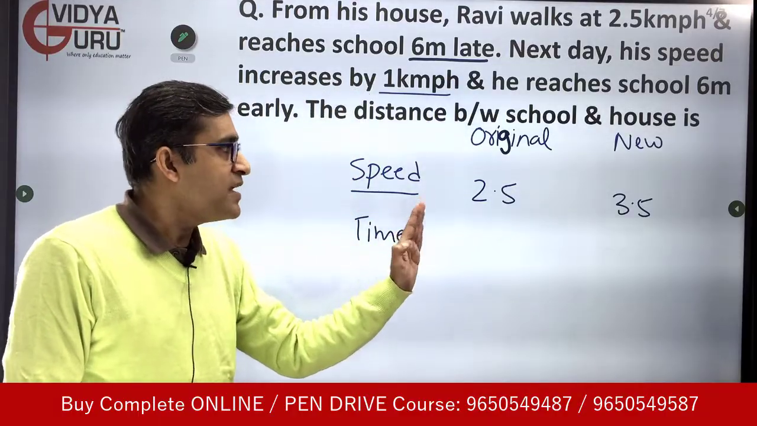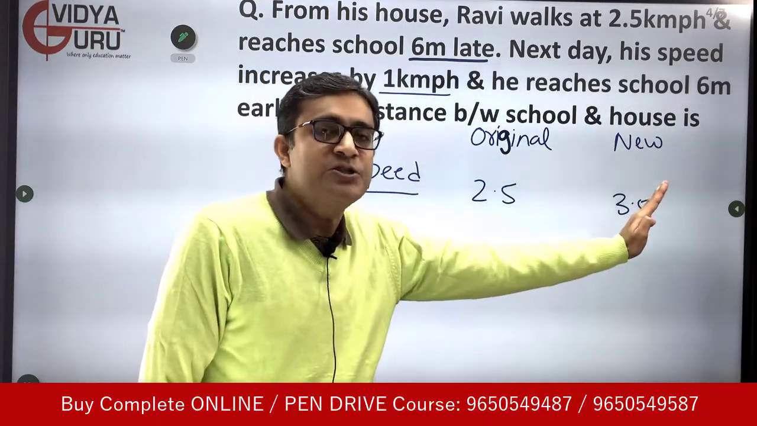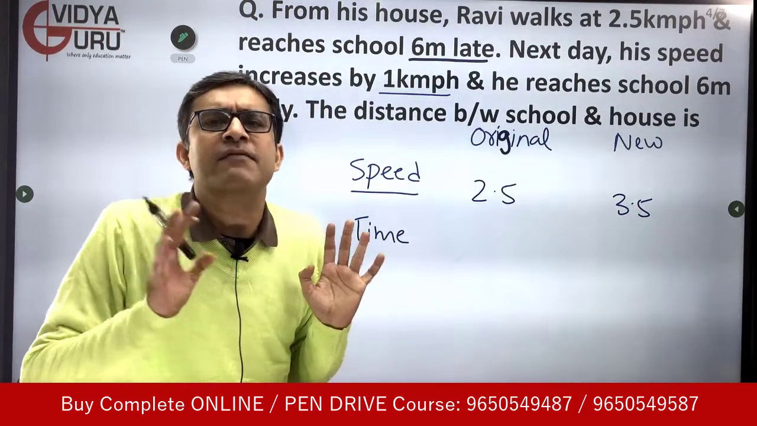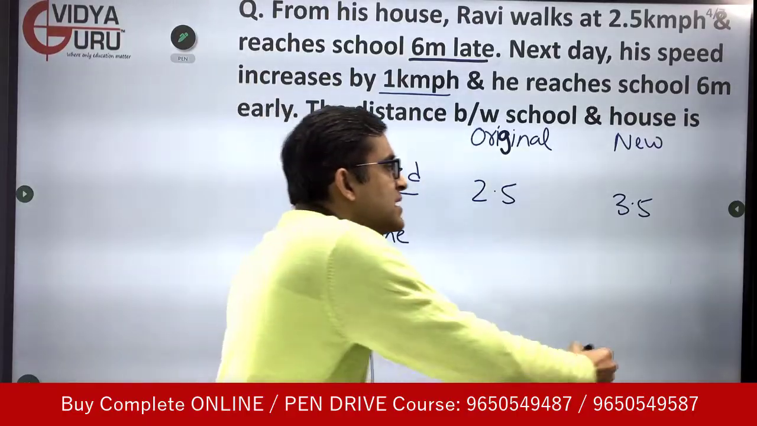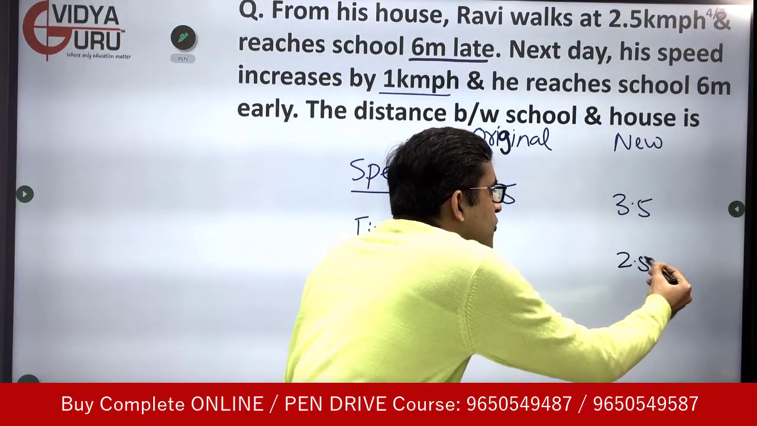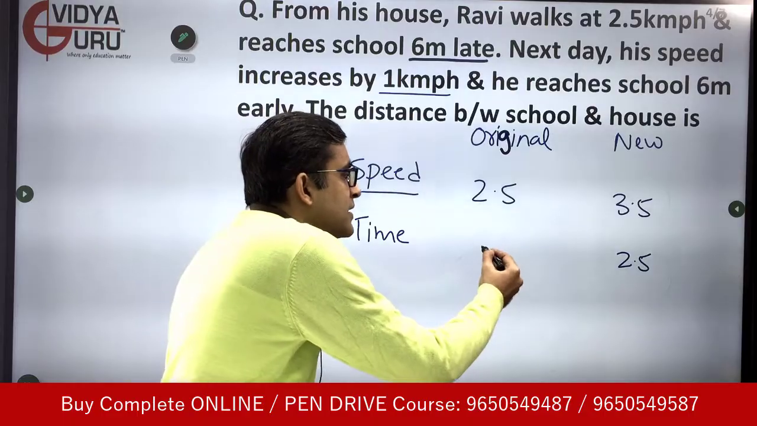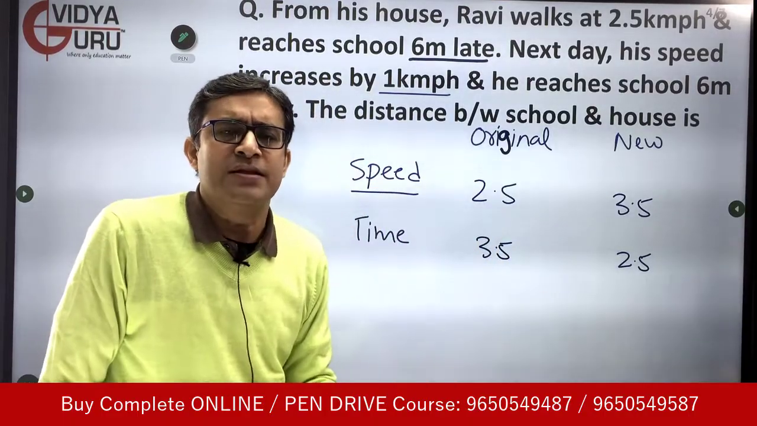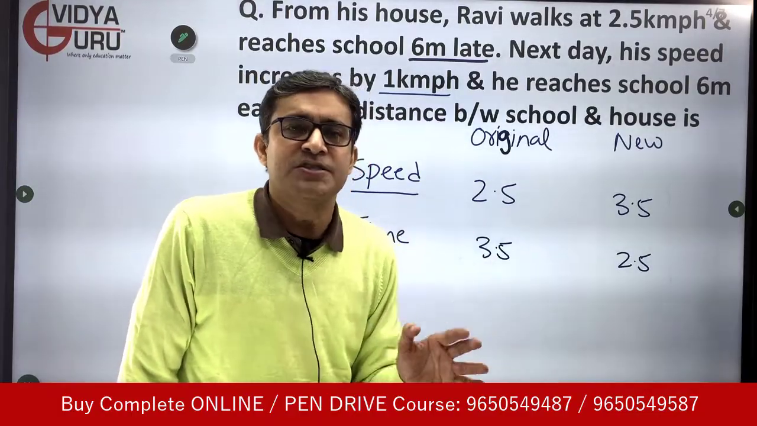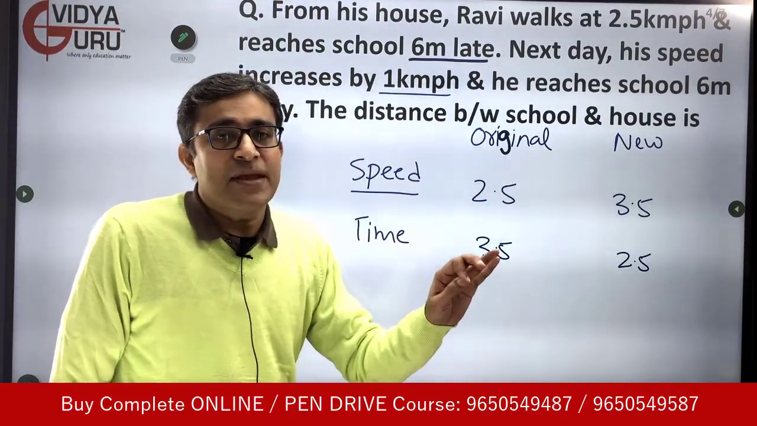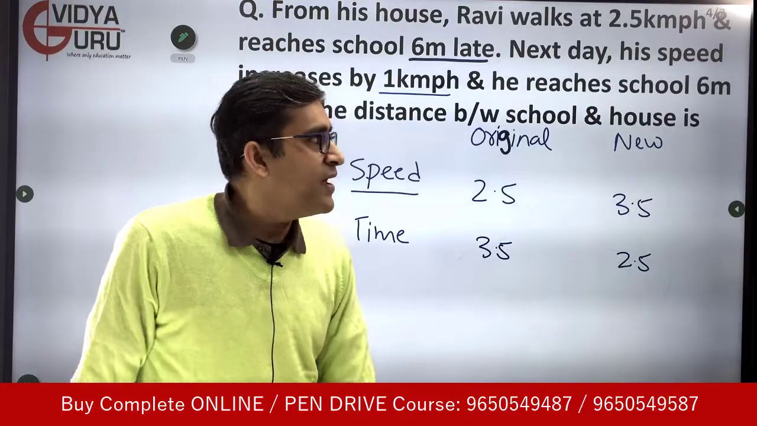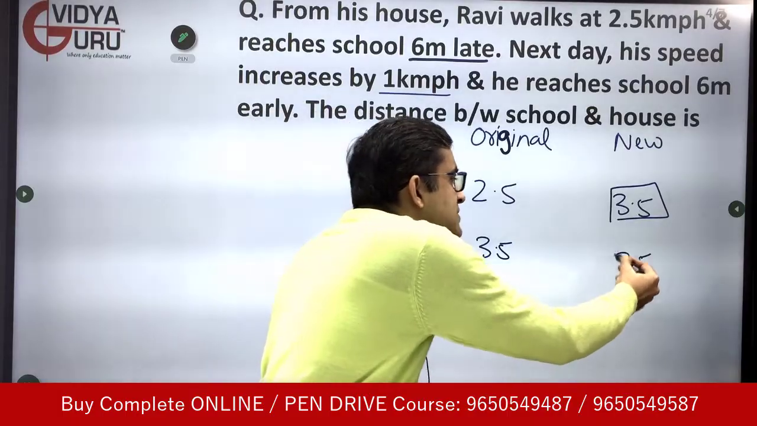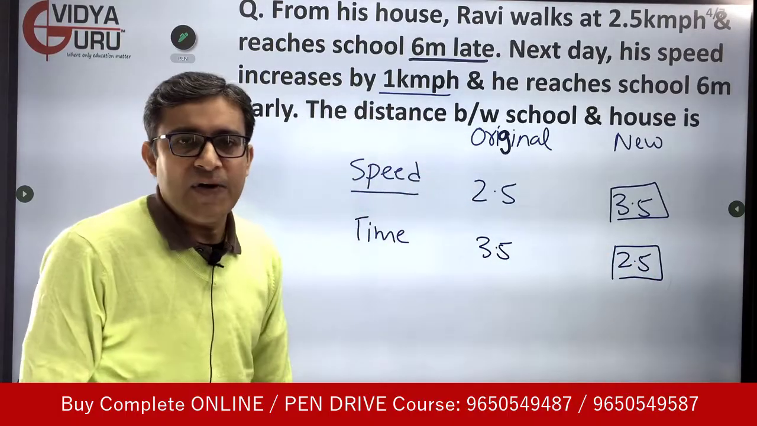The speed has increased in the ratio 2.5 is to 3.5. So what will happen to the time? Simply the inverse ratio. That means the time taken now will be 2.5 and the time taken earlier was 3.5. It's very simple, students. The ratio has been inversed because we know that the time taken will decrease when the speed increases. So when the speed becomes 3.5 kilometers per hour, time becomes less, it becomes 2.5.